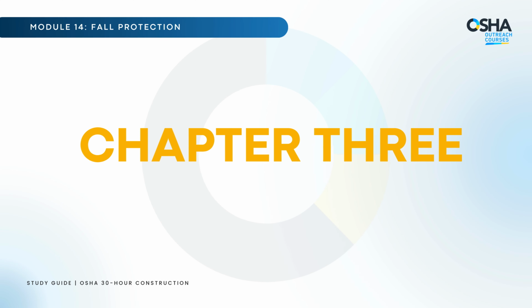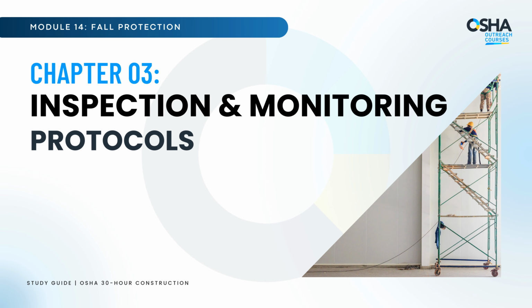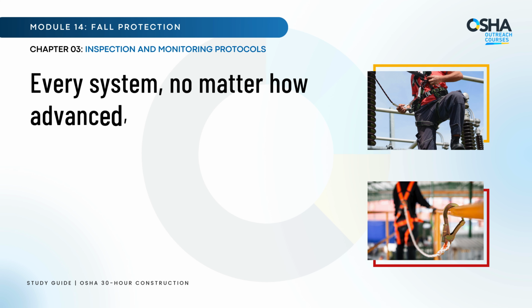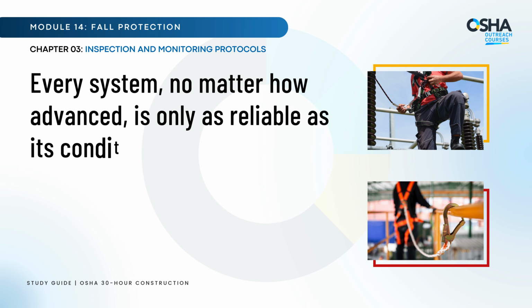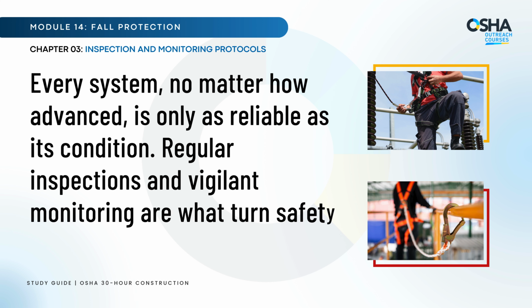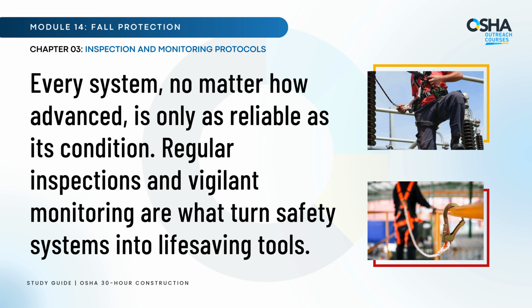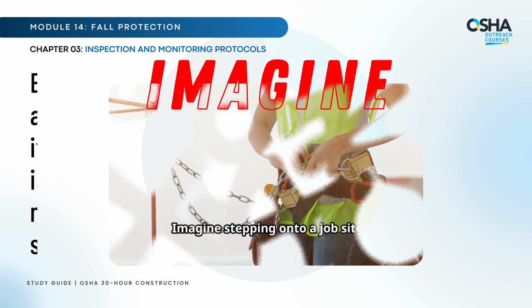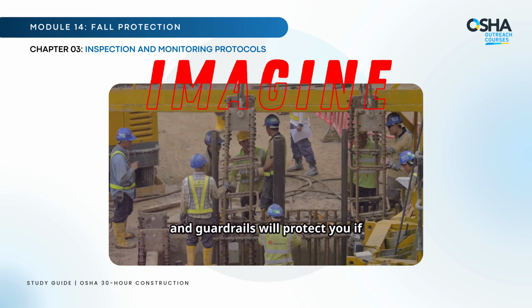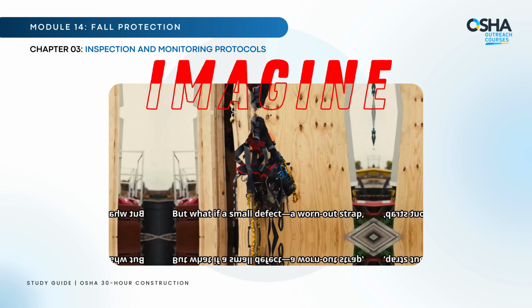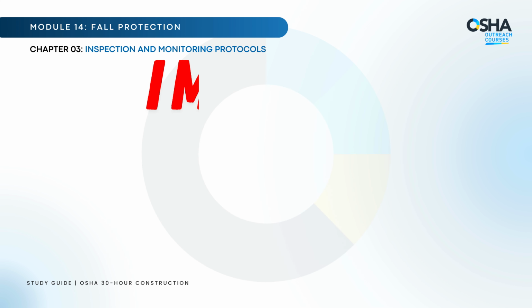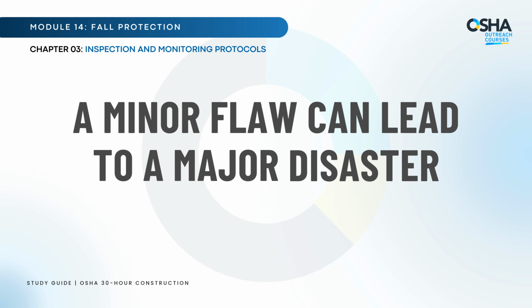Now welcome to Chapter 3, Inspection and Monitoring Protocols. Every system, no matter how advanced, is only as reliable as its condition. Regular inspections and vigilant monitoring are what turn safety systems into life-saving tools. Imagine stepping onto a job site, trusting that your harness, lanyards, and guardrails will protect you if anything goes wrong. But what if a small defect, a worn-out strap, a rusted buckle goes unnoticed? A minor flaw can lead to a major disaster.